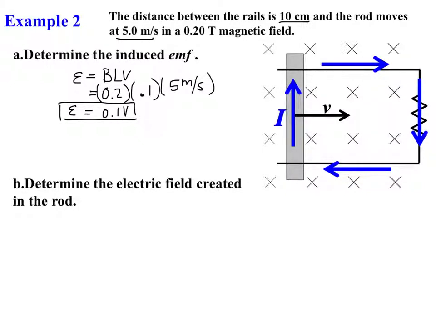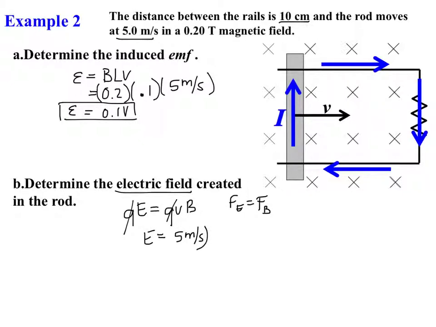And again, to solve for the electric field, it's just QE equals QVB, the force of the electric field equal to the force of the magnetic field. Q's cancel, and then my electric field strength is equal to 5 times 0.2, which is just 1.